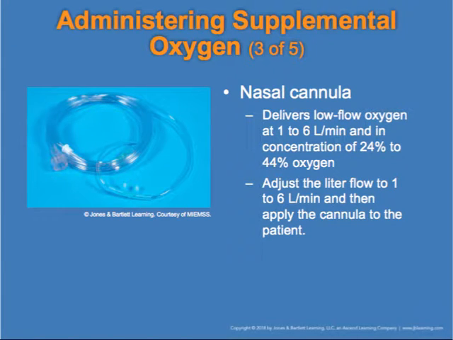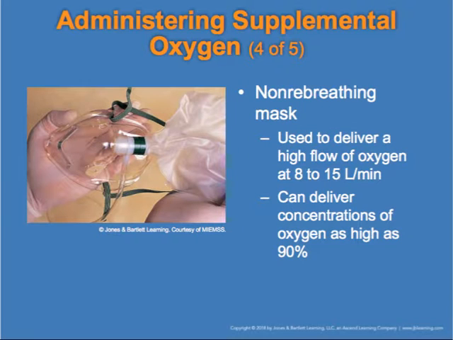Nasal cannulas. You can only give so much oxygen through a nasal cannula. It's designed for a low flow of oxygen, about 24 to 44%, at a rate of about 1 liter to 6 liters per minute. You have the ability to adjust the liter flow between 1 and 6, and once you have it set up to whatever liter you want to administer, then apply the cannula to the patient.